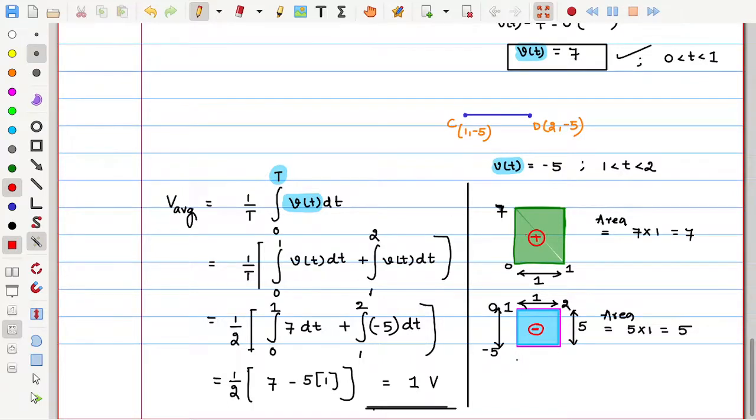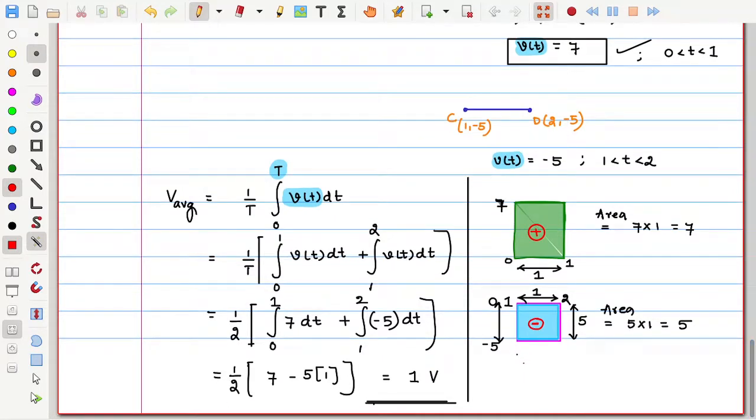Now putting together, how much is the total area? Total area is equal to 7, that is positive area, minus 5, which is negative area, is equal to 2. So total area divided by time period T, you will get the average value directly. How much will we get? 2 divided by 2 is equal to 1. This is the average value. Am I getting the same value or not?